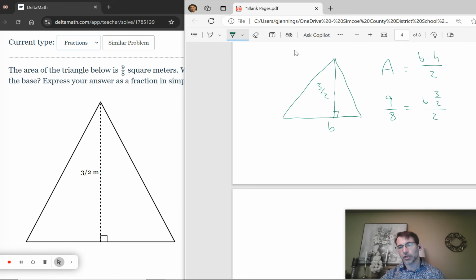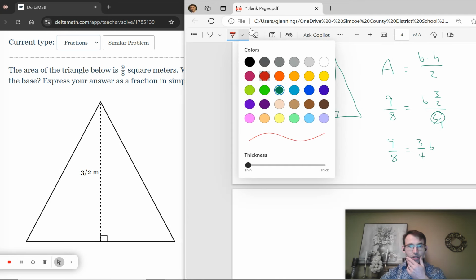So 3 on 2 divided by 2 is 3 on 4, because you flip this and multiply. That's 2 on 1. Flip it and multiply, 3 on 4. Okay? So 9 on 8 equals 3 on 4, b. And I can tell you that b is 3 on 2 again. That's very cool, but you can't see that yet. So I'll show you what I do here.